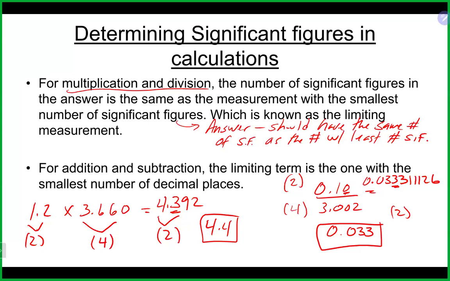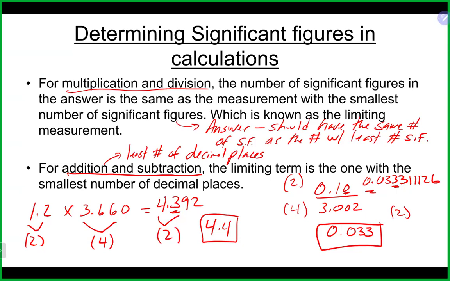So when multiplying or dividing, you're looking at significant figures only, and the least number of significant figures is what your answer should have. When we add and subtract, it's a little bit different. We're actually looking at decimal places. The number with the least number of decimal places is what your answer should have. So it is the least number of decimal places.